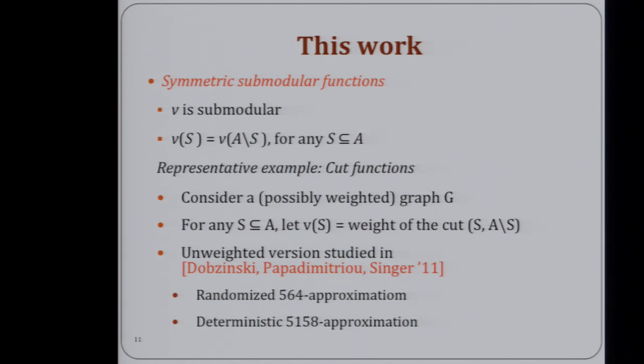The unweighted version of cut was studied already by Dobzinski, Papadimitriou, and Singer. This was an EC 2011 paper. There, the best known results were a 564 approximation, which was randomized. And if you want a deterministic mechanism, then you go to 5,158.